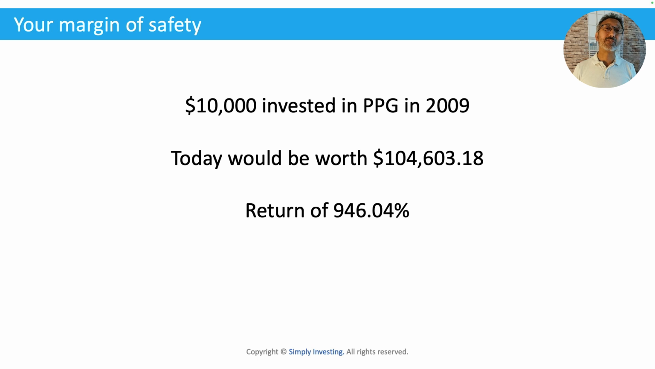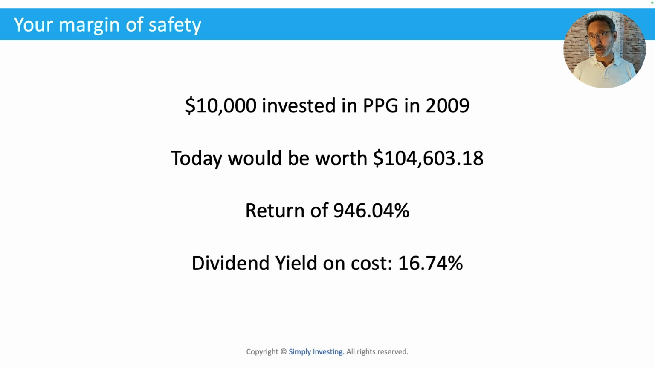If we take a look at the dividend yield on cost, which is the dividend yield based on your purchase price, you can see that today you would be earning 16.74% annually on your initial $10,000 investment. And if the company increases the dividend again next year, then the dividend yield based on the purchase price is going to go up even higher.